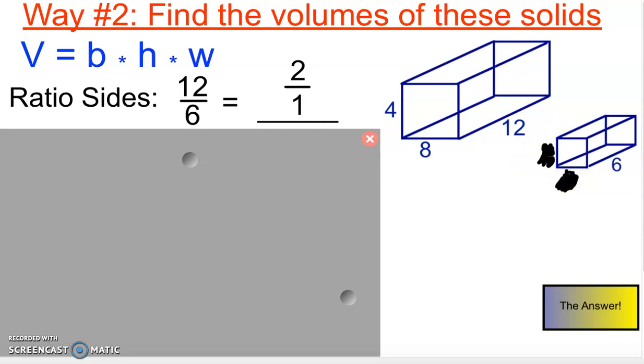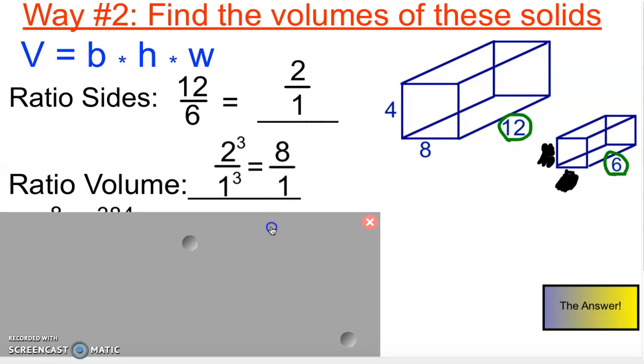So I just take the sides that I know. I know that the solid on the right, the only number I know is 6, and that's the width, and that's going to correspond with 12. So when I reduce those numbers, 12 over 6 becomes 2 over 1. So the scale factor between the two solids is 2 to 1.